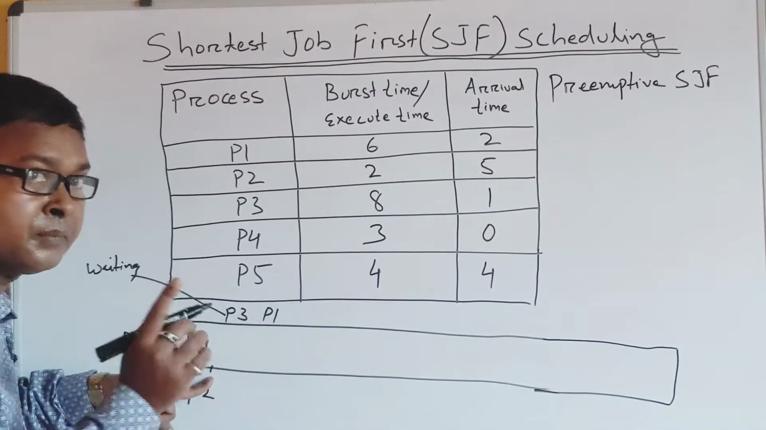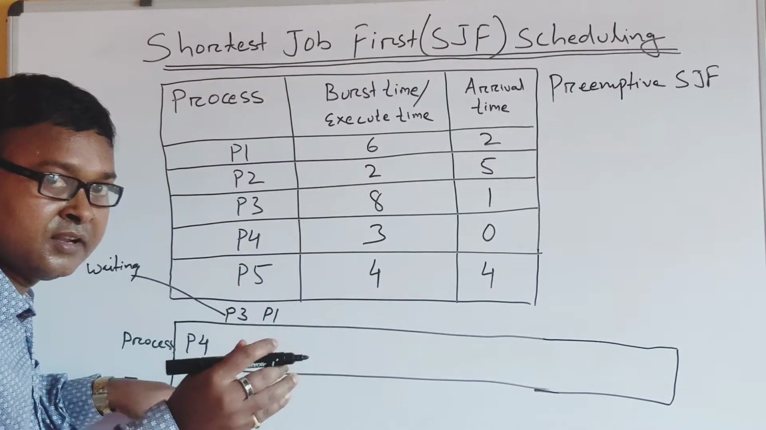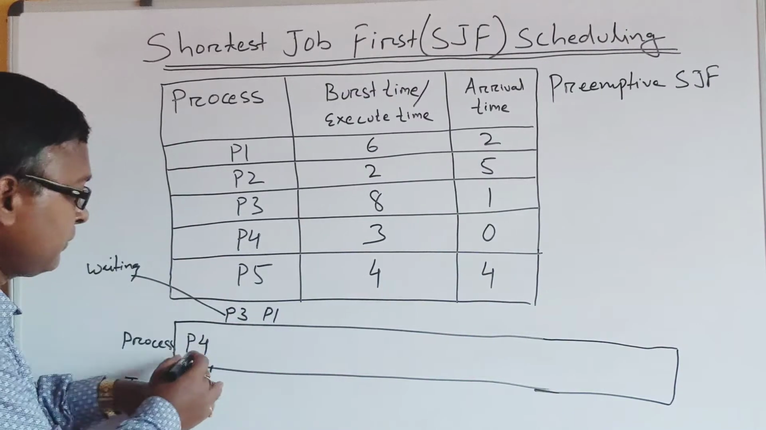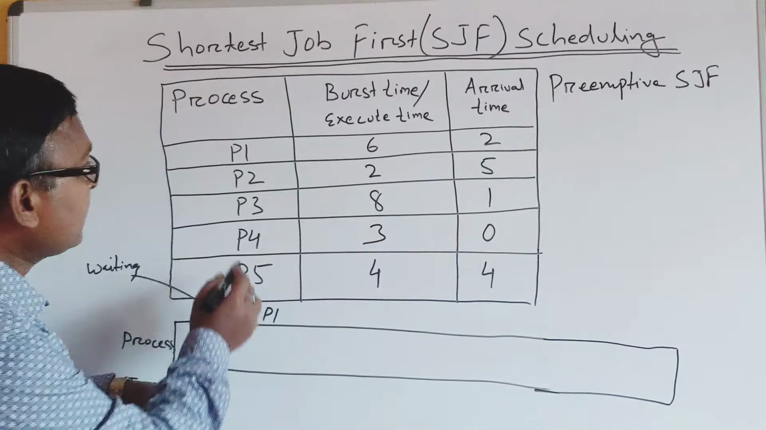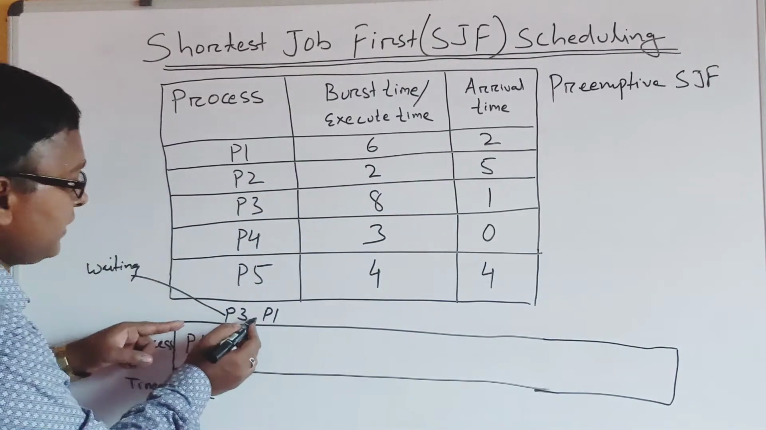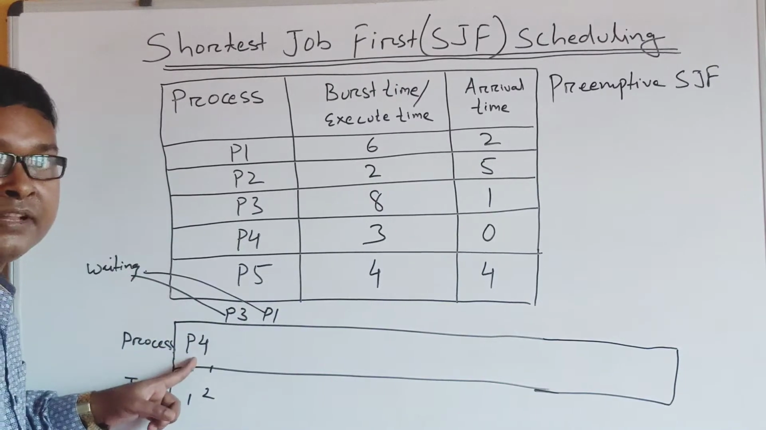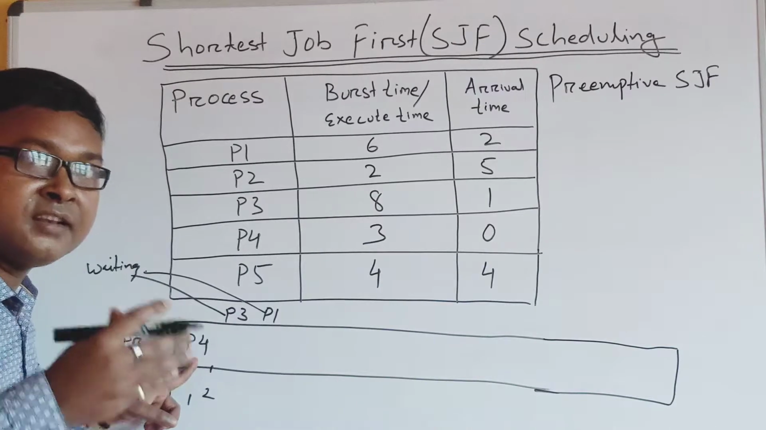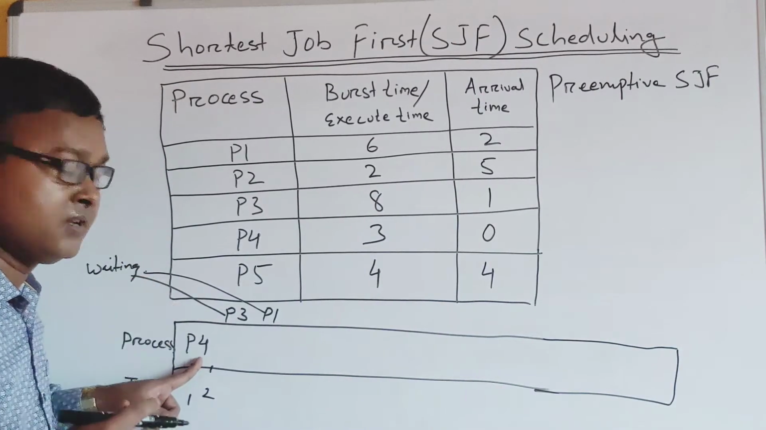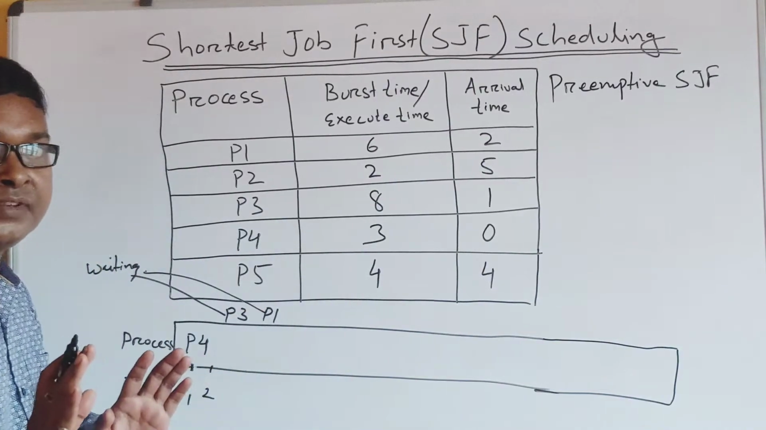Now P1 enters and tries to acquire the processor. But which one is the shortest job? P4 or P1? P1 takes 6 units of time. So P1 will remain in waiting, right? The shortest job is P4 only, because 1 unit of time is still left to complete its execution. So P4 will continue as usual. Okay.